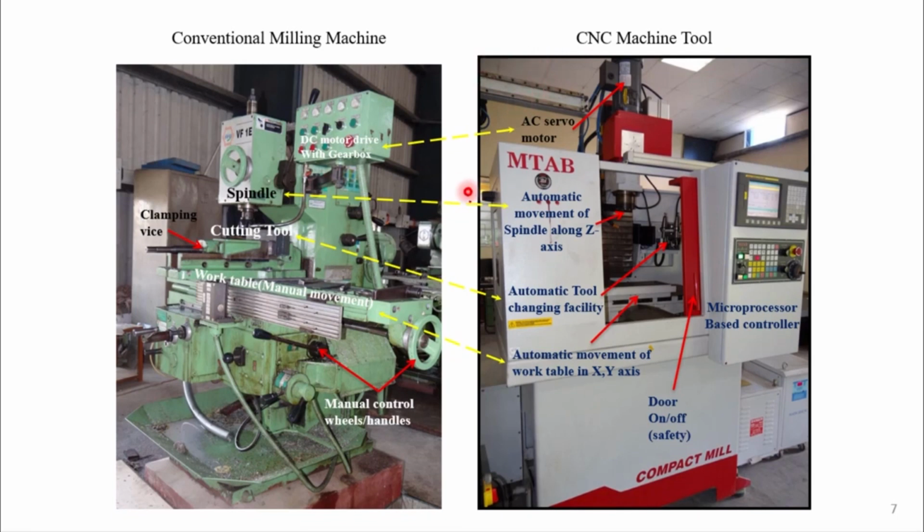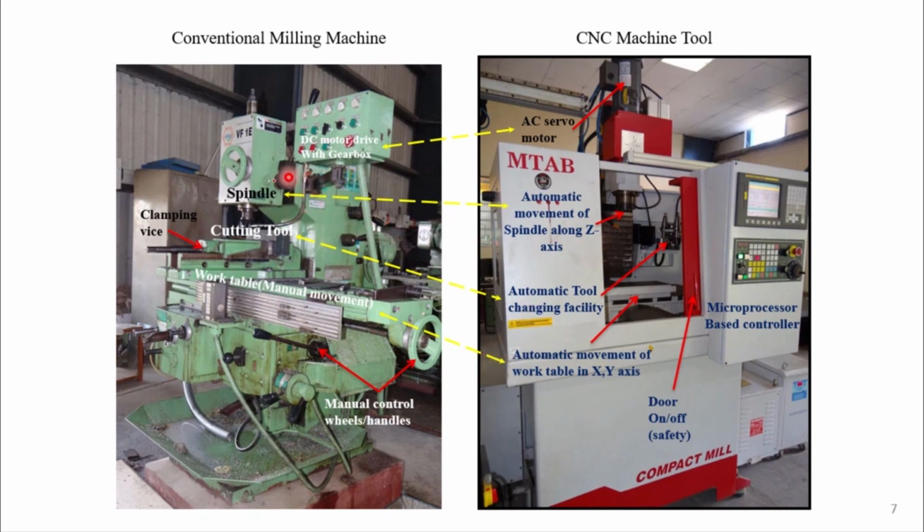We can automate the process to provide the automatic movement of the Z axis, automatic movement of the X and Y axis, and it is to be controlled by a microprocessor based controller. So when we are carrying out the automatic movement, we need to monitor their performance, we need to monitor their movements. So for that purpose we need the mechatronics based hardware, which we have seen in our previous lectures.